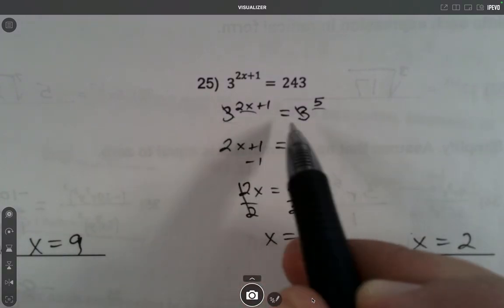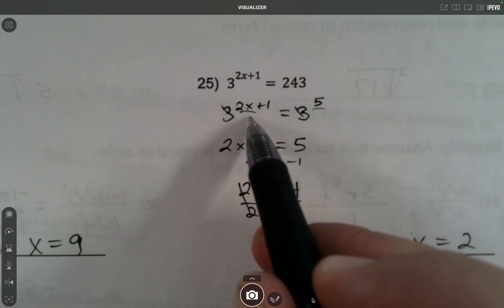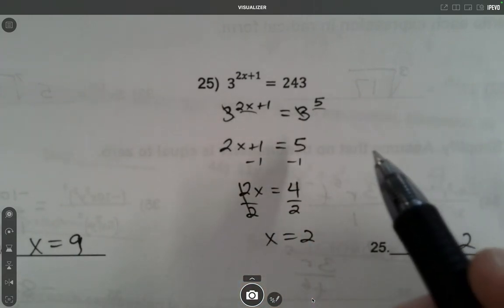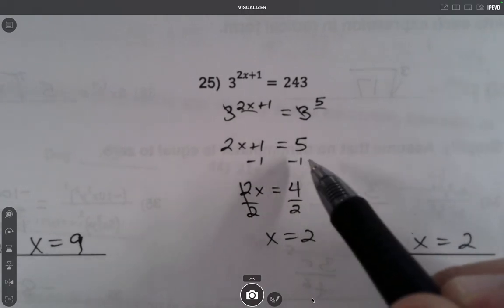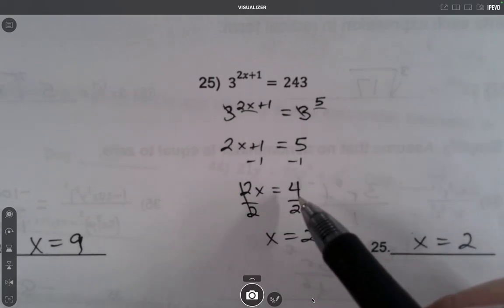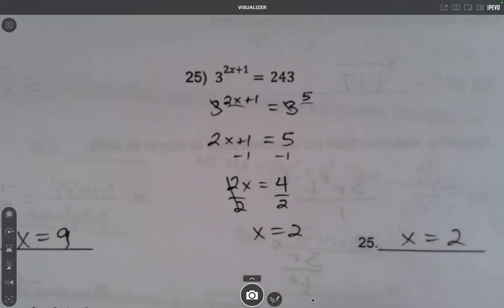So once you see the bases are the same, you can ignore them. Say it must be true that the exponents are equal to each other. So I set 2x plus 1 equal to 5. Subtract 1 from both sides, get 2x equals 4. Divide both sides by 2 and find out that x must be equal to 2.